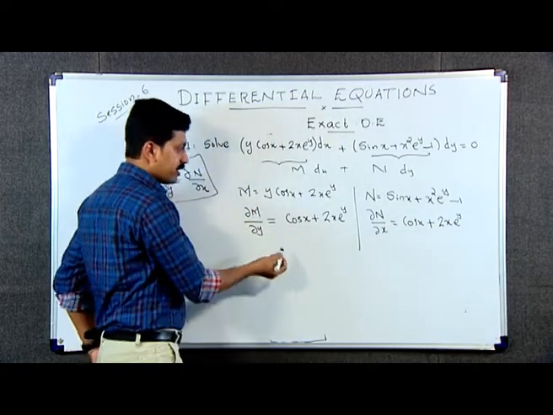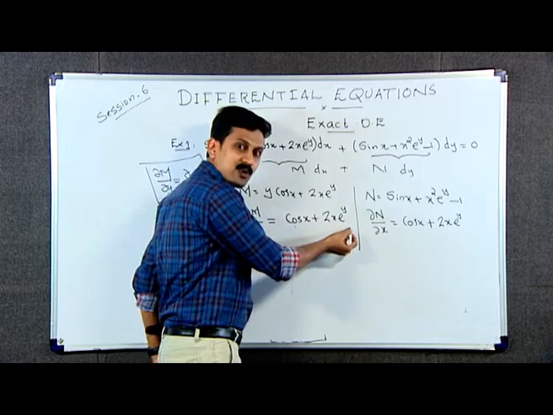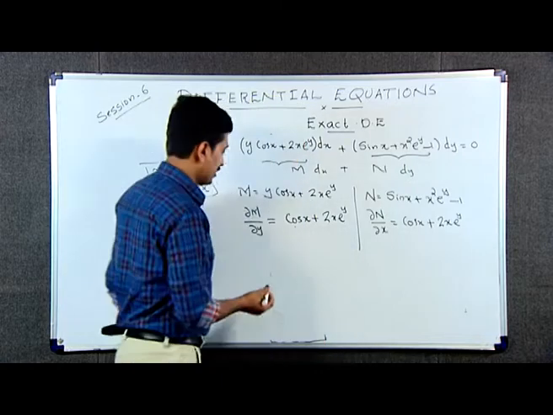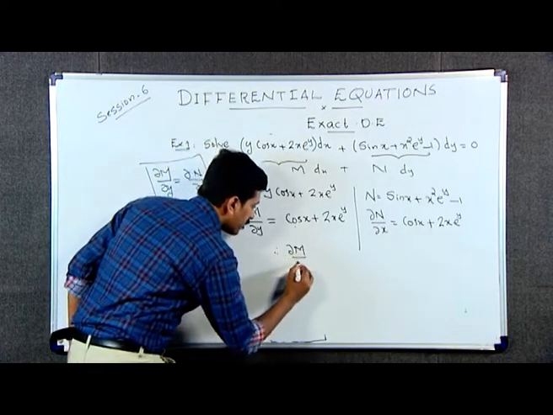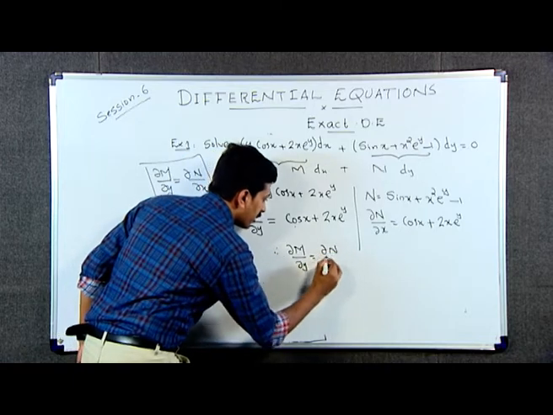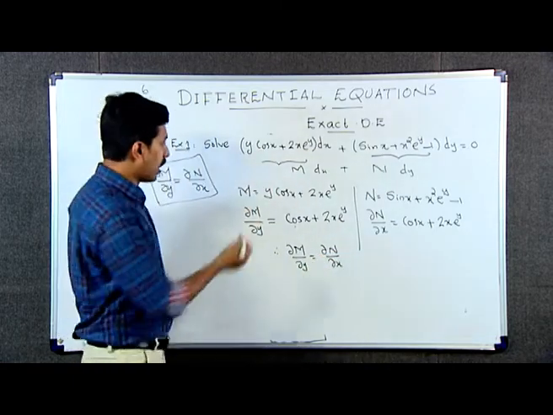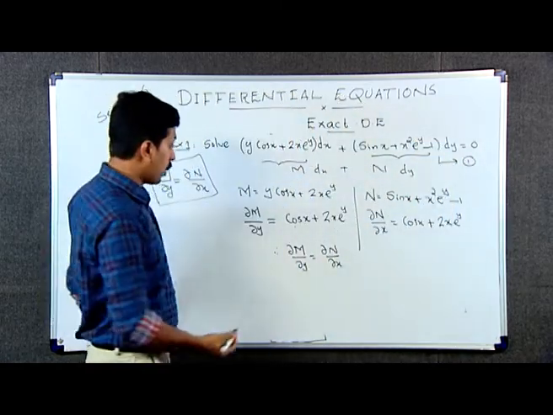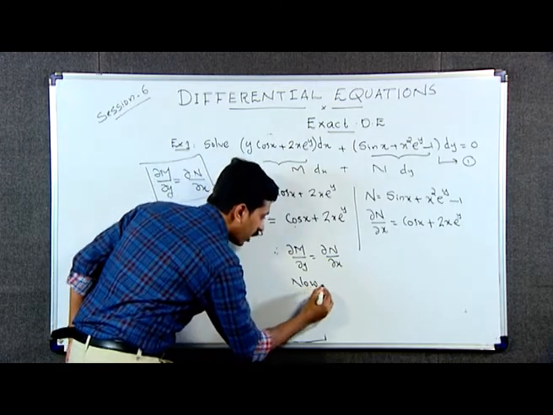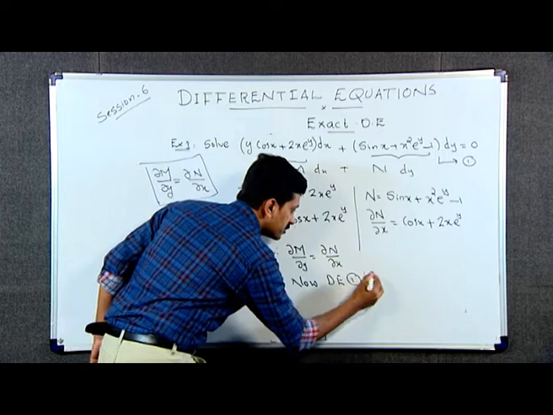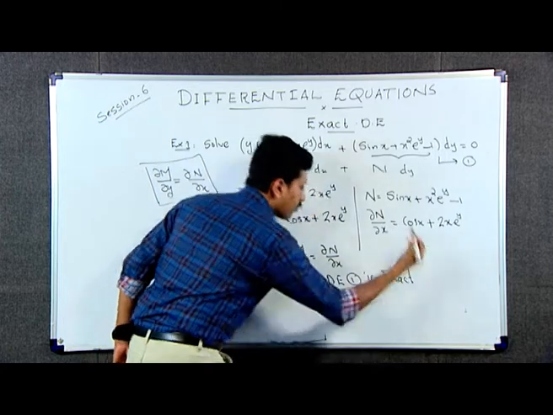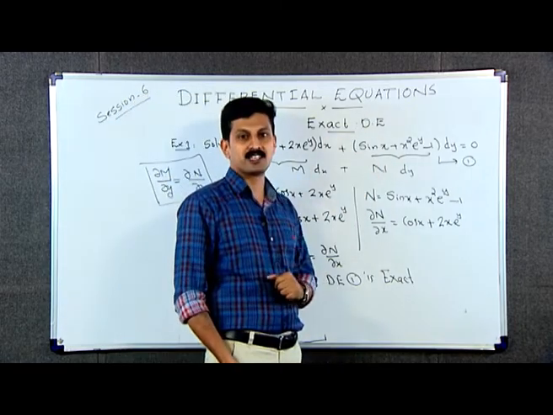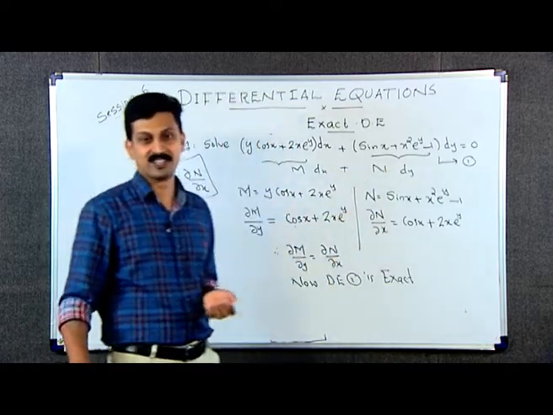See, ∂M/∂y is cos x plus 2x e^y as well as ∂N/∂x is cos x plus 2x e^y, both are equal. Therefore ∂M/∂y is equal to ∂N/∂x. Now the given differential equation, I am treating as equation number 1. Now our differential equation 1 is exact. Now we can solve this differential equation. How will we solve this differential equation?